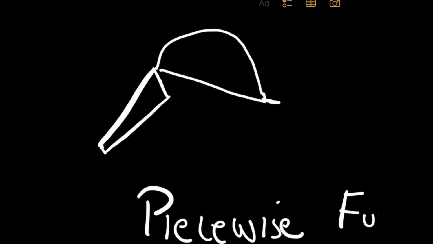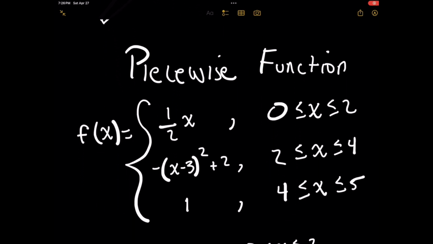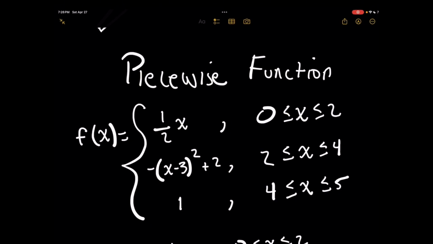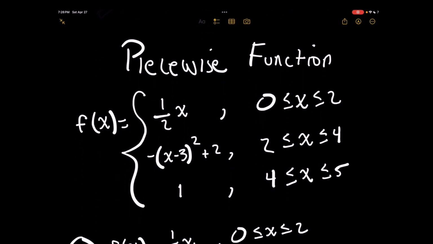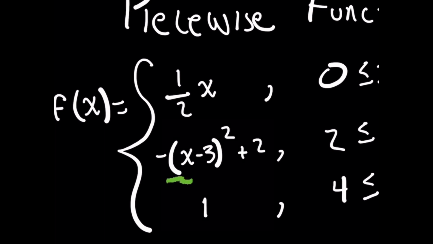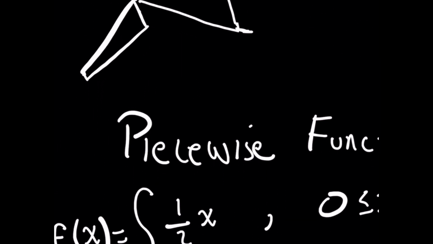So in this problem, let's just say that the ice cream scooper can be broken up into three parts that can be modeled by the following piecewise function. The handle on the very left can be modeled by the line y equals 1/2 x. And then the scooper dome part can be modeled by this quadratic function, negative (x minus 3) squared plus 2. And then finally, the little lip at the very right end can be modeled by the constant function y equals 1.